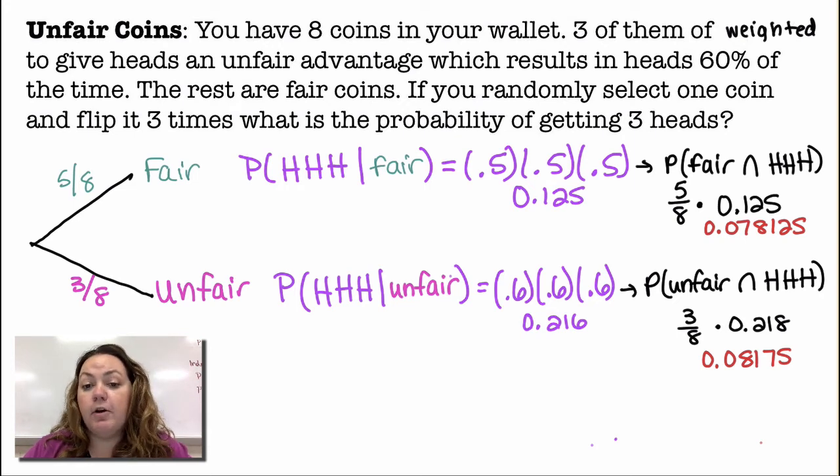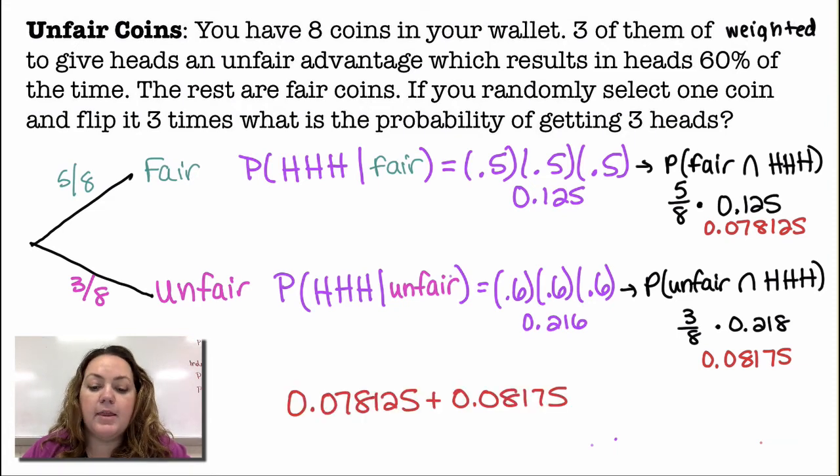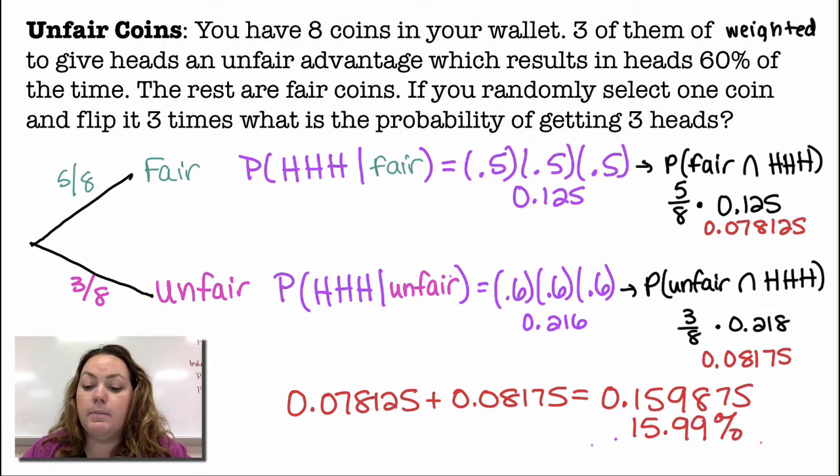They wanted to know the probability of getting 3 heads in a row. That could happen with the fair coin, or it could happen with the unfair coin. So the probability of fair and 3 heads, and the probability of unfair and 3 heads. I found those 2 probabilities, so I'm going to add them together. That's going to give me 0.159875, so about 16%.